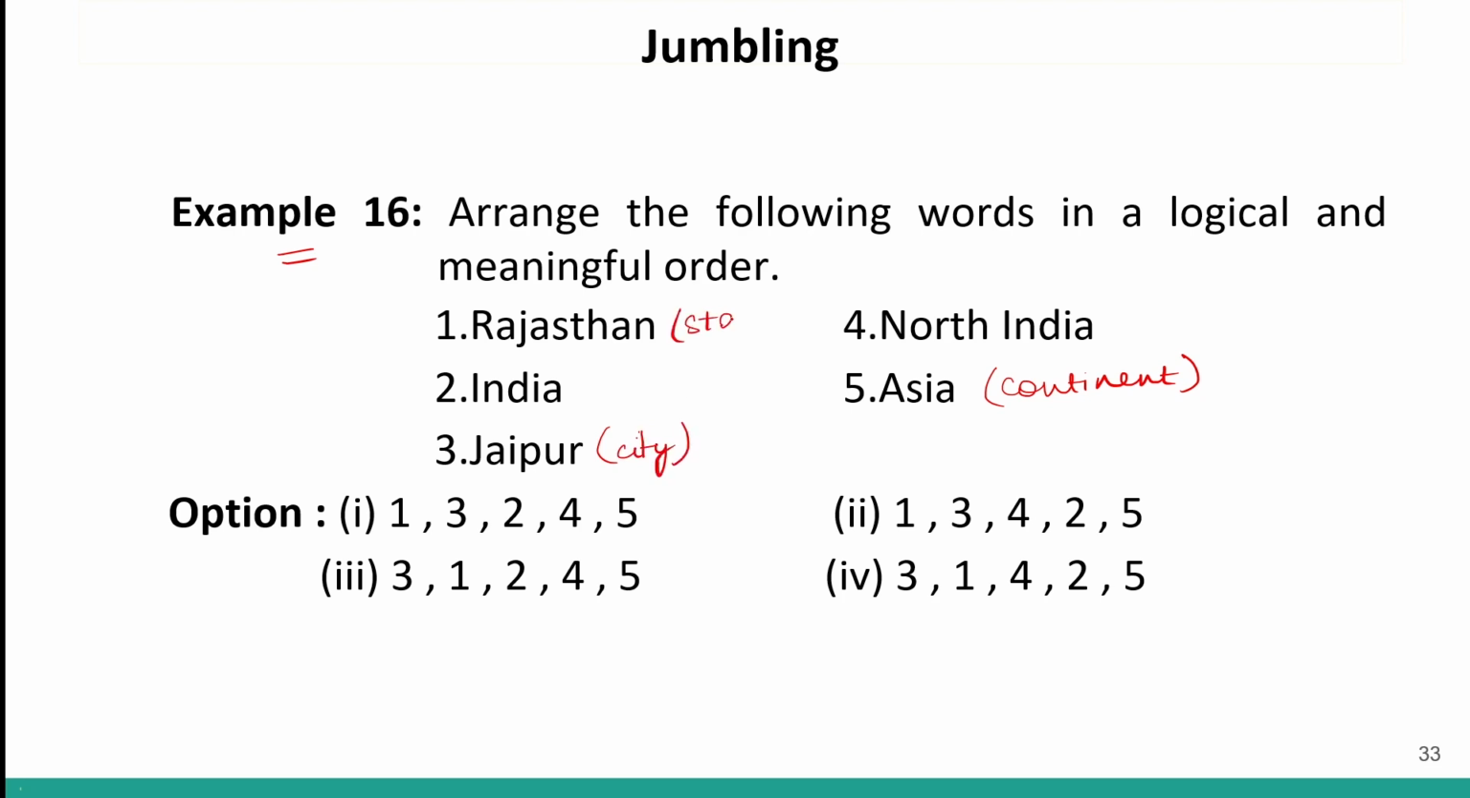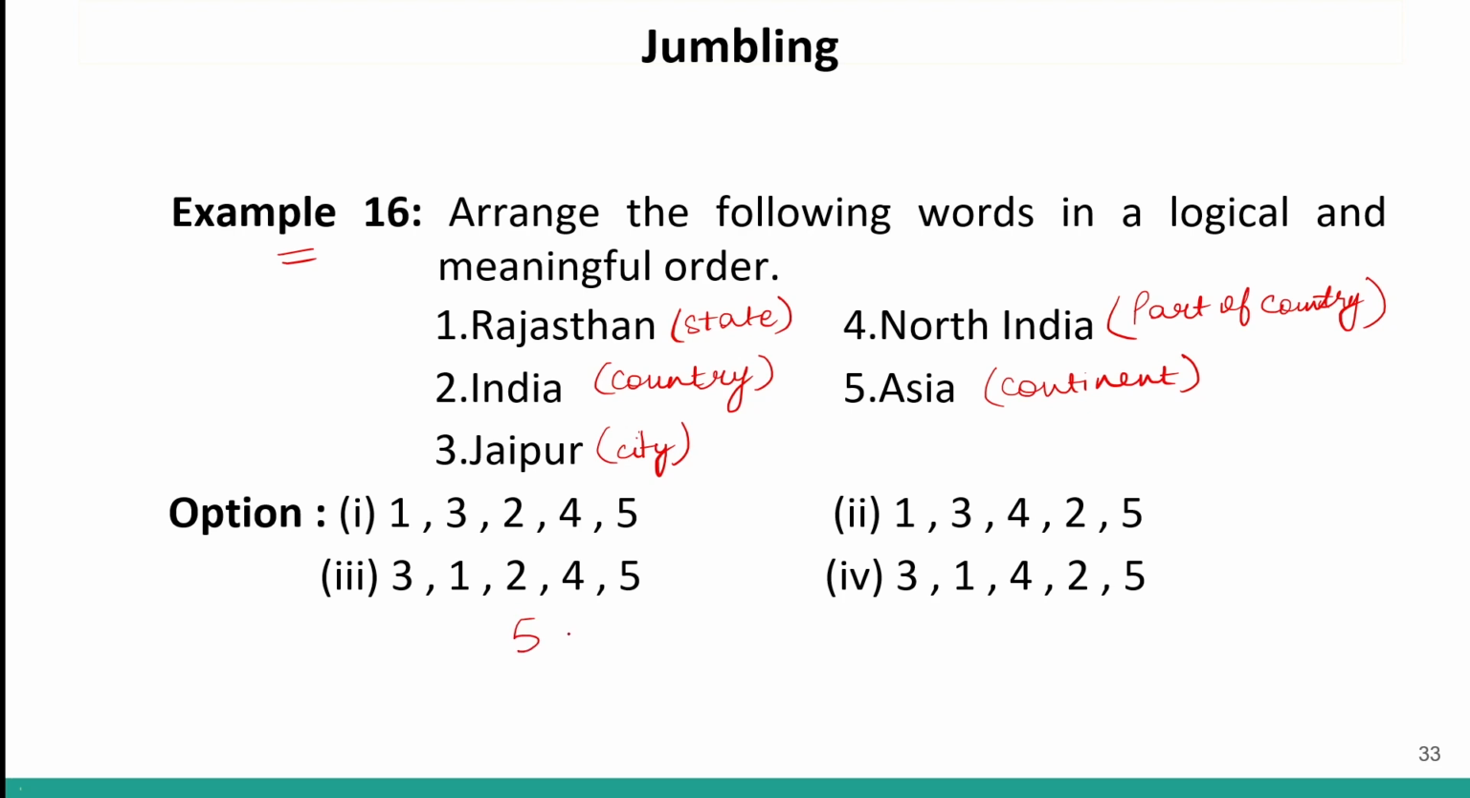Rajasthan is a state. India is a country. And North India is a further division in a country, so it is a part of the country. I can write. Correct? So the logical sequence can be either ascending or descending. It could be either moving from a bigger thing to a smaller thing.